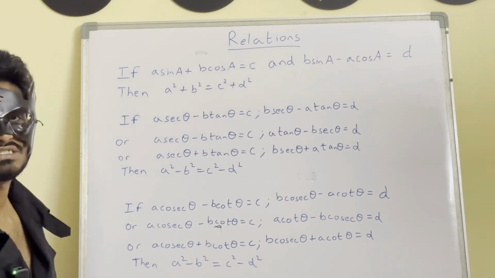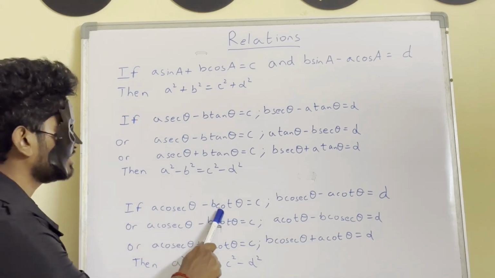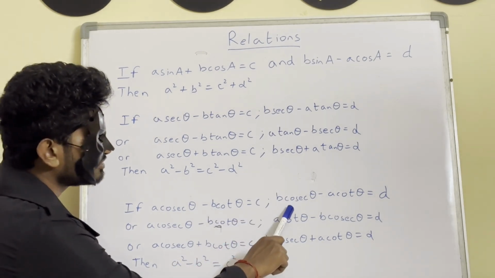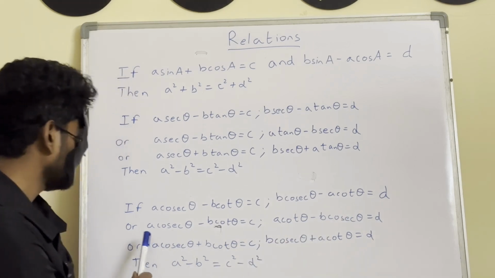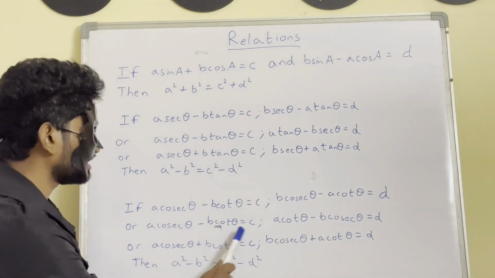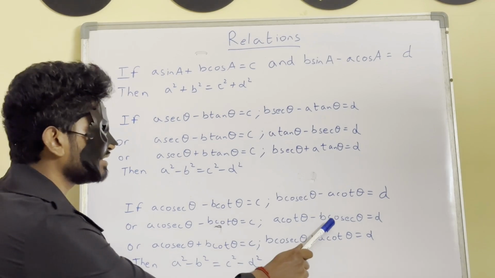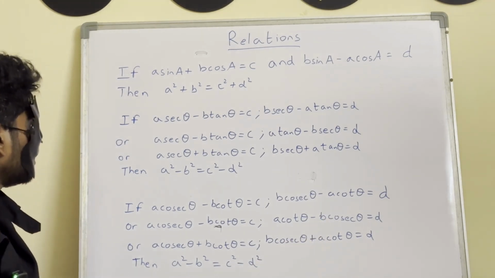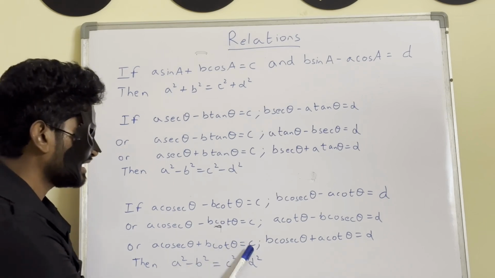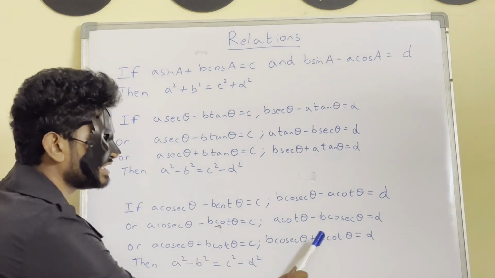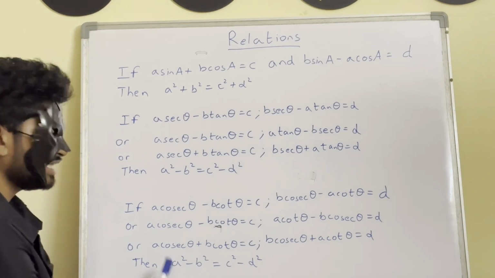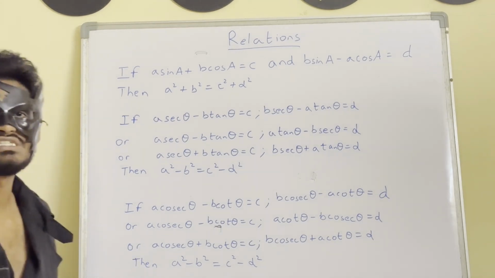The next relation is: if A cosecant theta minus B cot theta is equal to C, B cosecant theta minus A cot theta is equal to D, or A cosecant theta minus B cot theta is equal to C, A cot theta minus B cosecant theta is equal to D, or A cosecant theta plus B cot theta is equal to C and B cosecant theta plus A cot theta is equal to D, then A square minus B square is equal to C square plus D square.